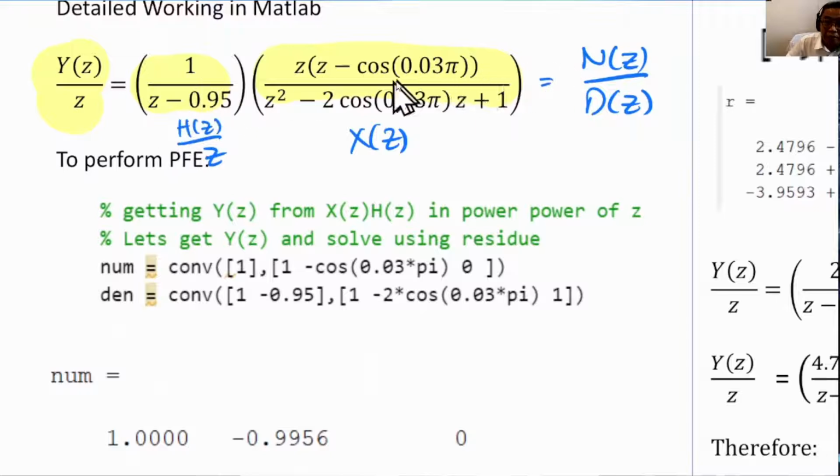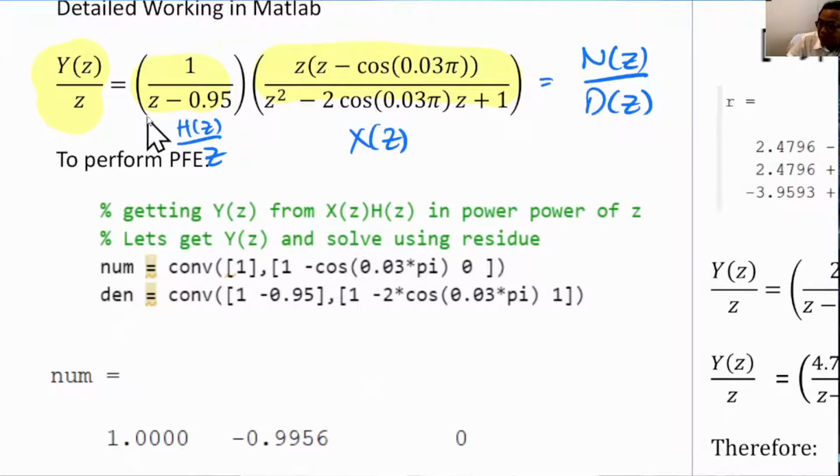To get the numerator of z, we are multiplying these coefficients. Actually, we can also use the word convolution to multiply two polynomials. So this is the trick here. The numerator is 1 convolving with z squared minus z cosine 0.03 pi. This is power z squared, this guy is power 1, and therefore we need to put a 0 here, because this is z to the power 0, 1, 2 for the numerator.